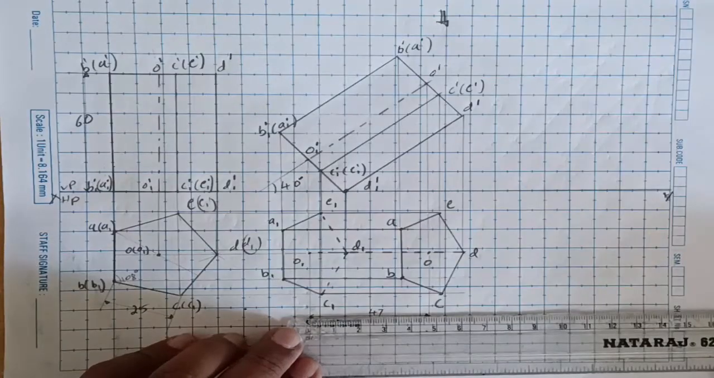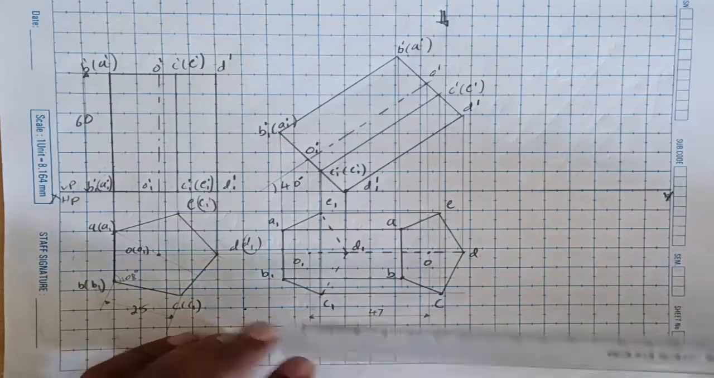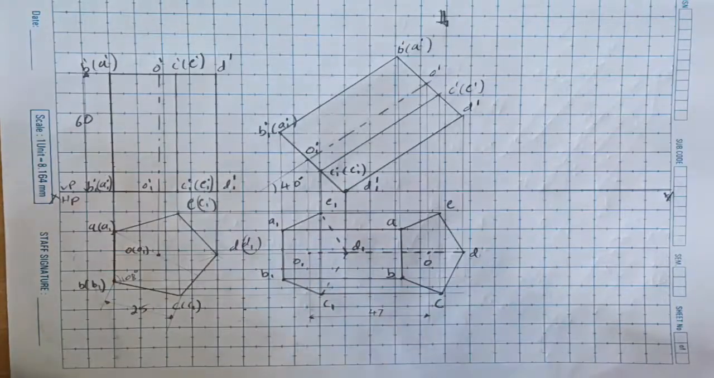47, I will check it again. So this is 47 I am getting. Initially it is 60, now it is 47. Now the length is changed. Once the length is changed, we need to find beta.